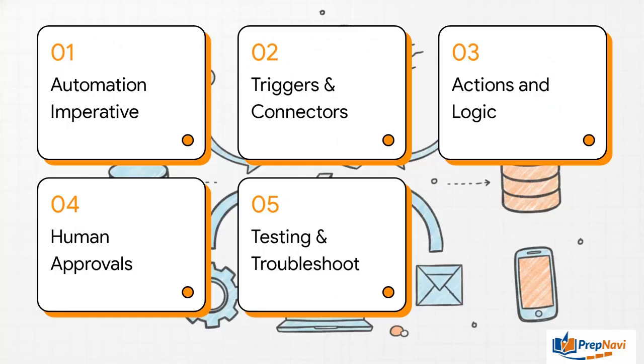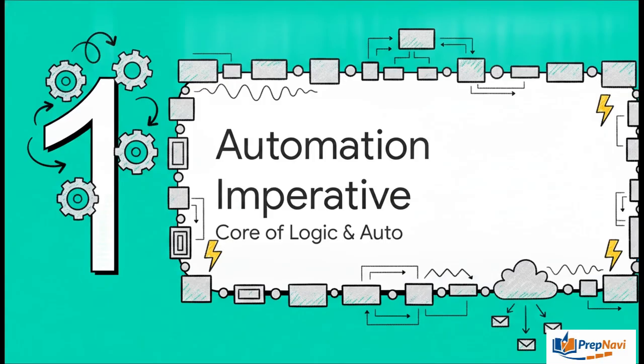So to help you conquer that 45%, here's our roadmap for today. 1. The AB-410 automation imperative. 2. The Spark, triggers and connectors. 3. The engine, actions and logic. 4. Managing human approvals. And finally, number 5, testing and troubleshooting. Okay, let's dive into this.